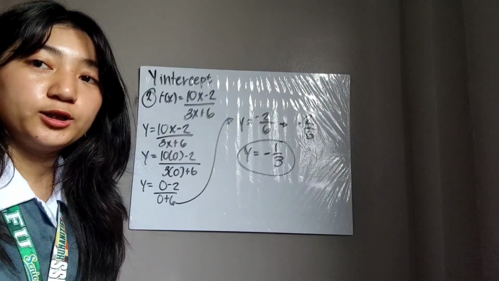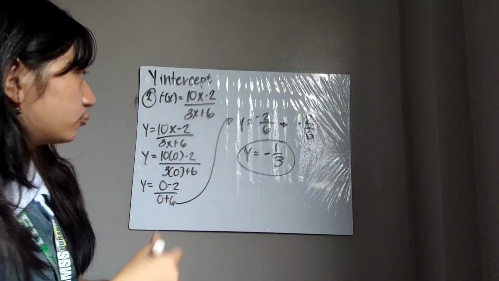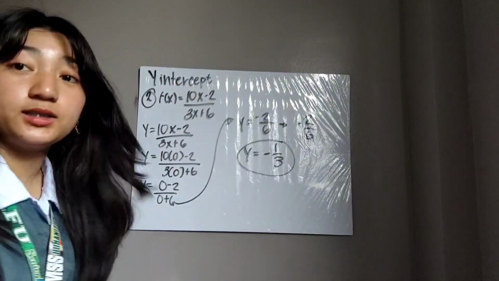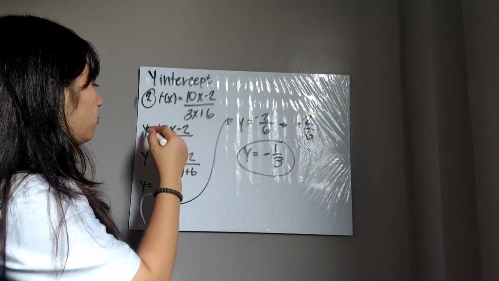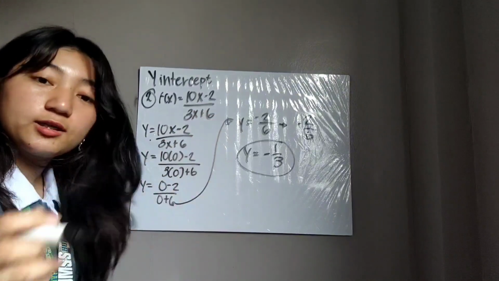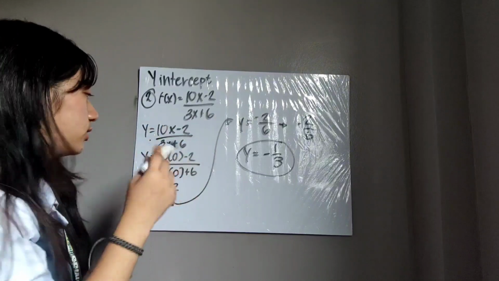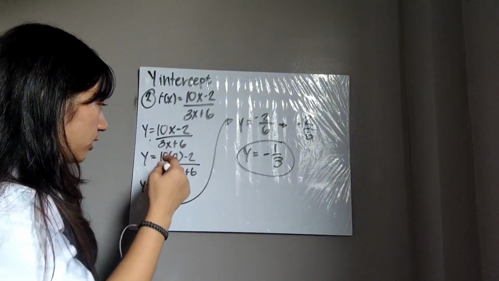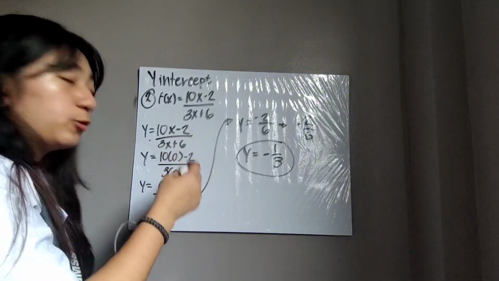Our next example is yung kaganinang equation which is yung f(x) = (10x - 2)/(3x + 6). And yung ganun ulit, f(x) is magiging y and copy the equation. And yung x daw is magiging 0. So, yung dalawang x sa denominator, numerator is 0. So, y is equal to 10 times 0 minus 2 over 3 times 0 plus 6.